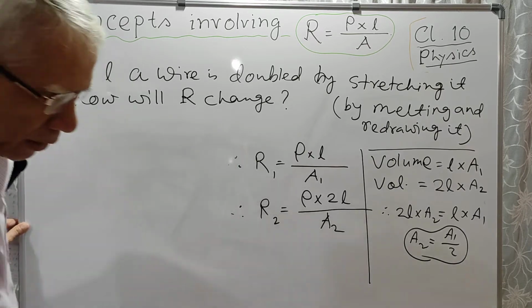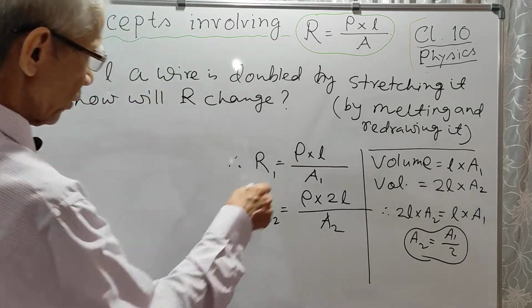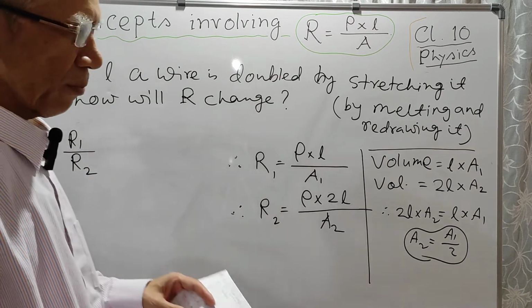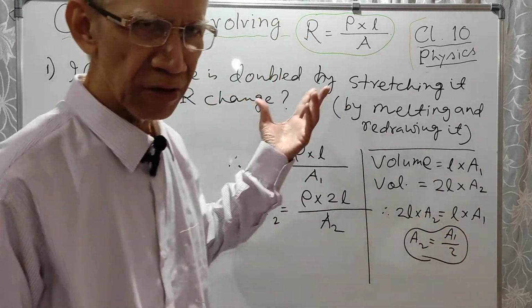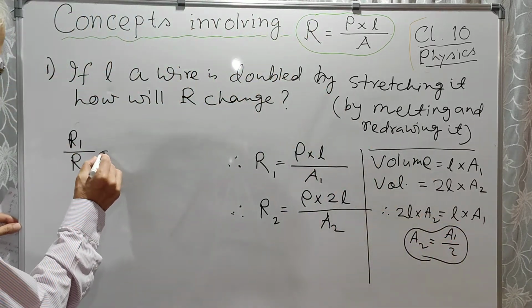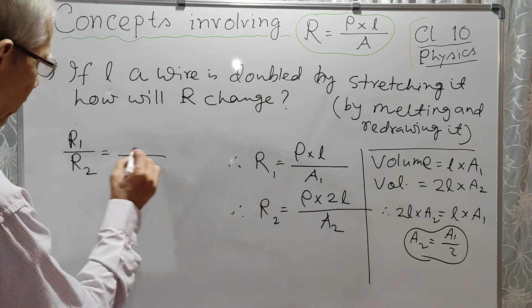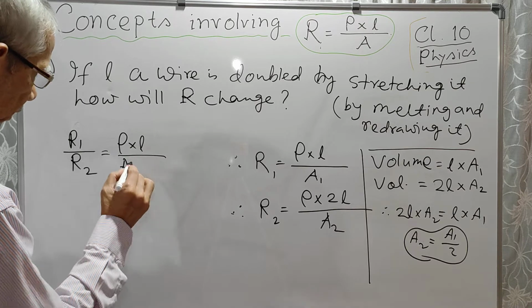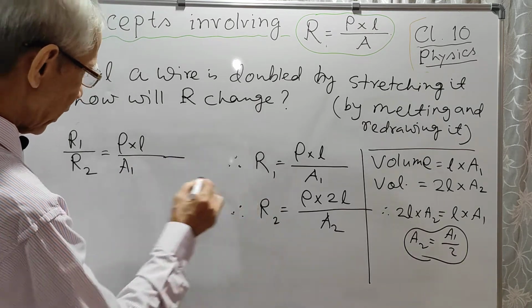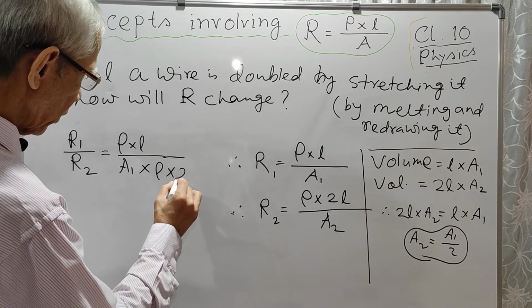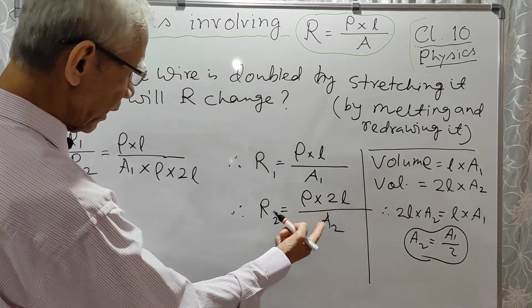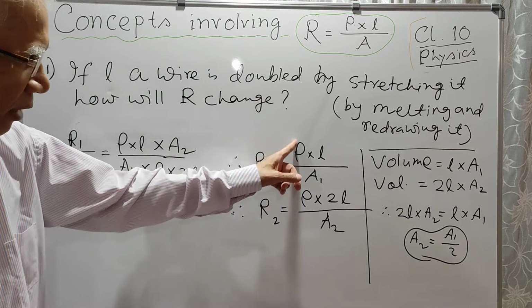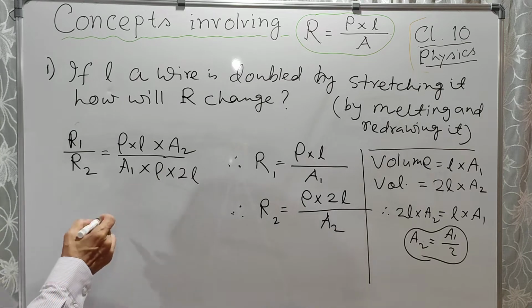Okay, now like before, like the previous sum, let us divide R1 by R2. Now when you have to compare, find the ratio, compare and all that, try to divide. So R1 by R2. So R1 is what? This one, rho into L by A1, divided by R2. So rho into twice L by A2. A2 will go up, so this divided by this, A2 will go up, all right.